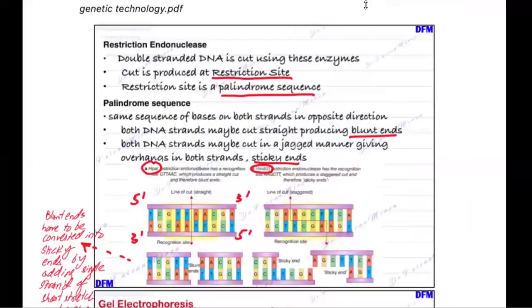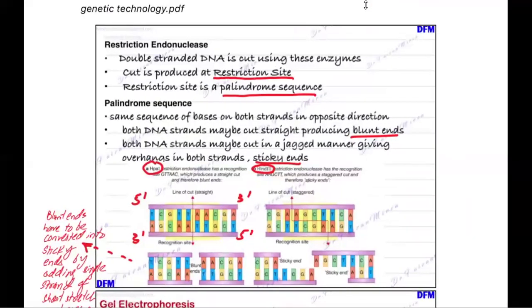Now, once we have the DNA ready, what other tools do we need? We have our restriction endonuclease, and this restriction endonuclease enzyme is used to cut the DNA segment. It ends up cutting the DNA segment at a point called the restriction site. And the restriction site must be a palindrome sequence.